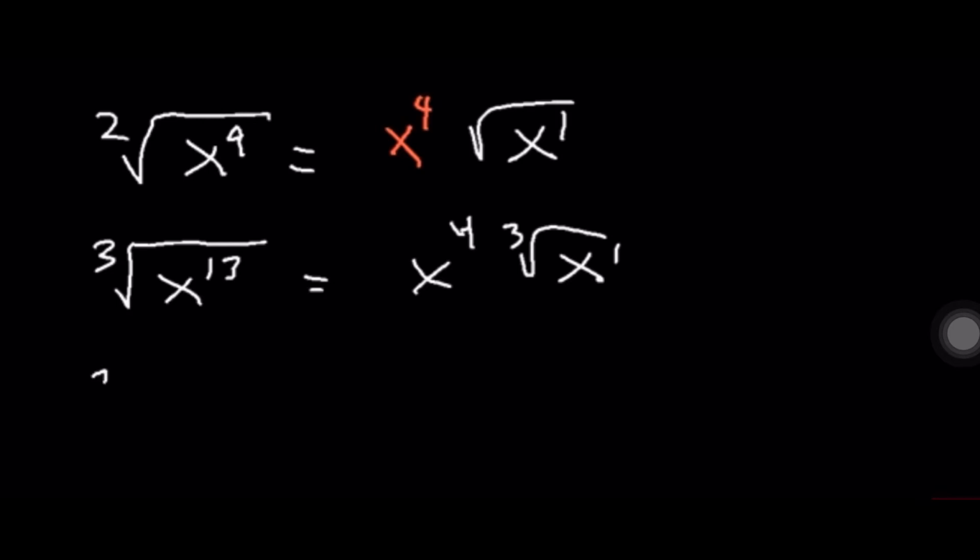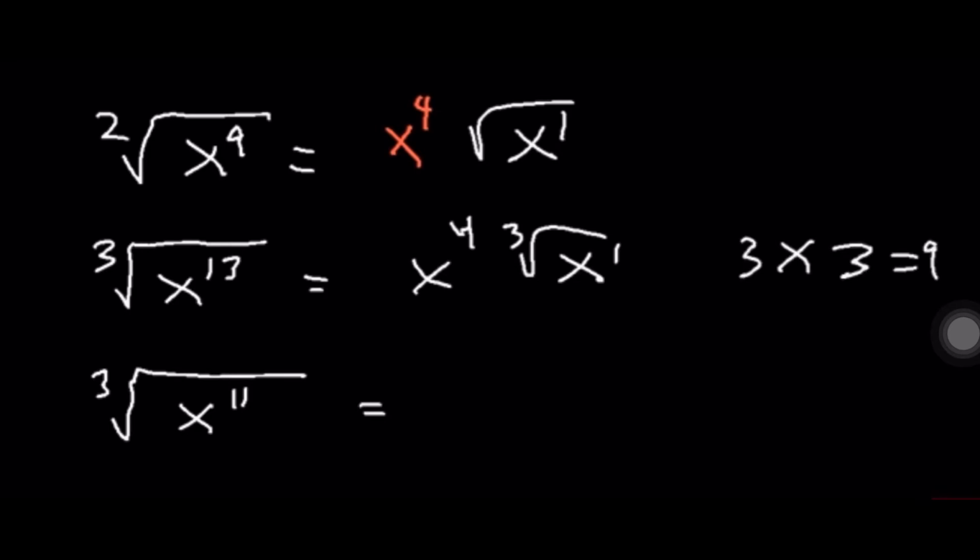Let's say you have the cube root of x to the 11th. How many times does 3 go into 11? 3 goes into 11 3 times, because 3 times 3 is 9. And the difference between 11 and 9 is 2. So 3 goes into 11 3 times, with 2 remaining.